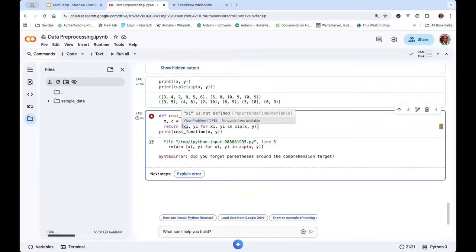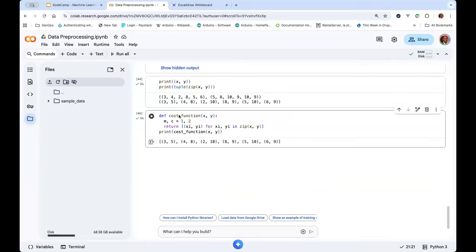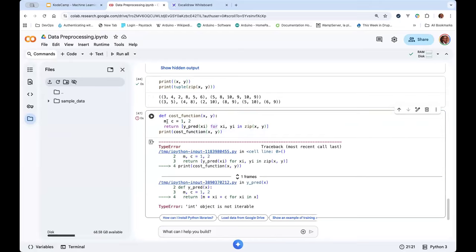Okay, so this is a comprehension. I'm getting tuples, so I should put this thing around it. So this is just giving us the same thing as if it's just giving me the zip back. Okay. Now, that's the beginning, but I want a single value. So I can do x, I do predict y pred of xi. This is the predicted value of xi.